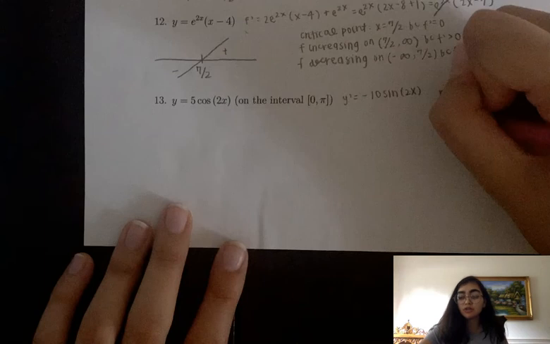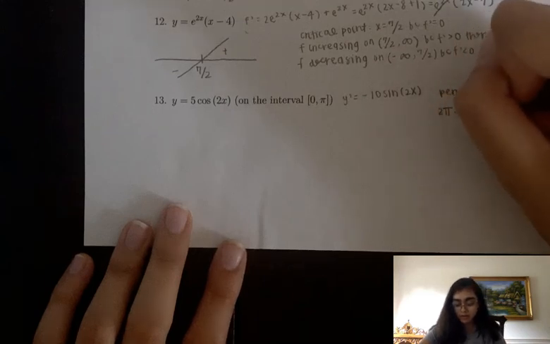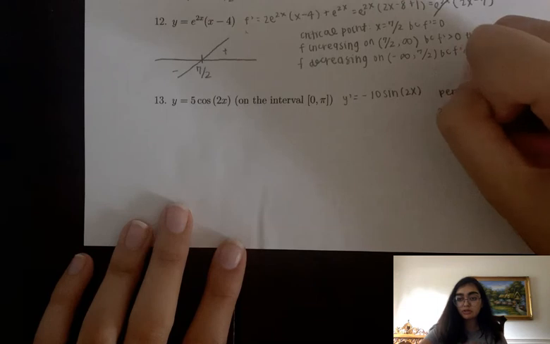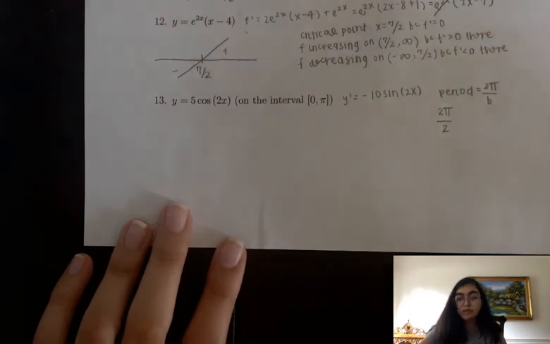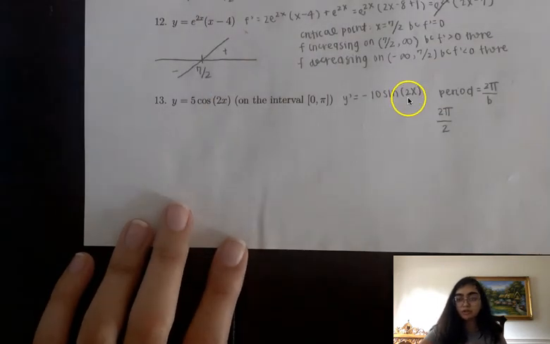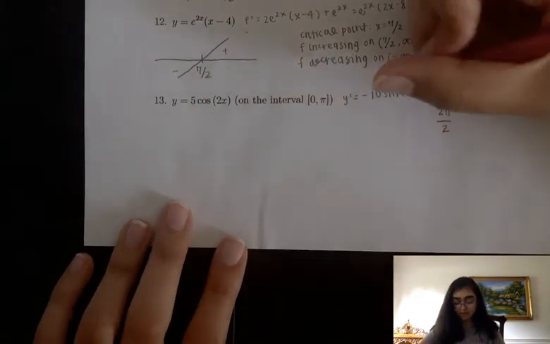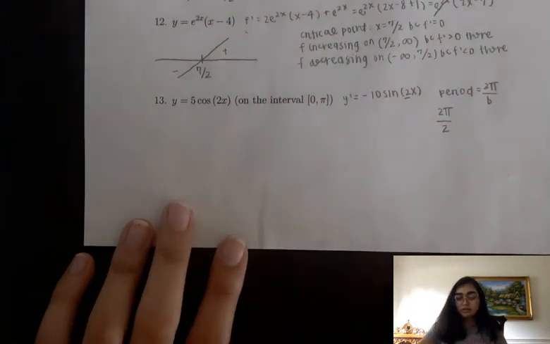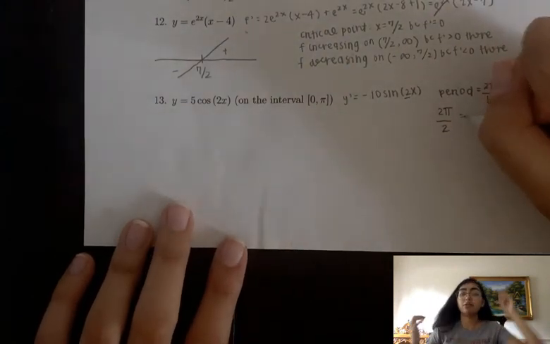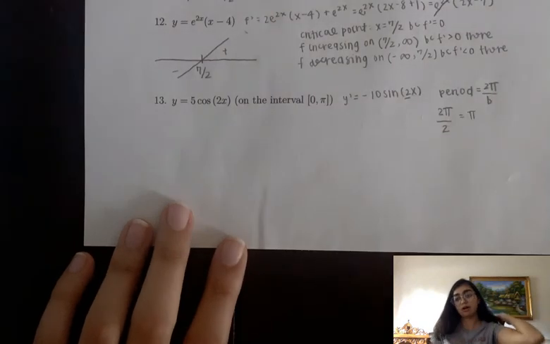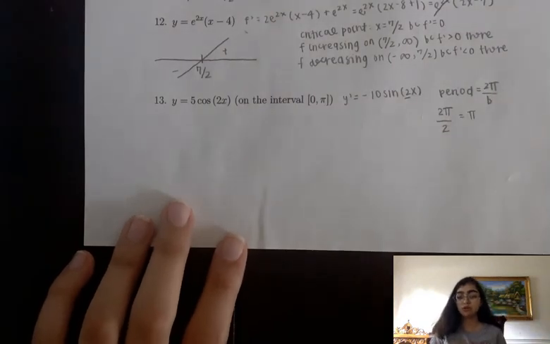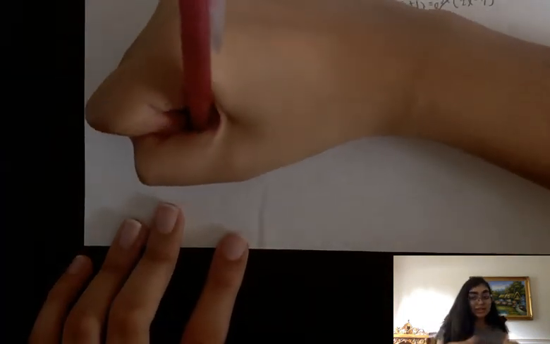I'm just going to go ahead and determine the period for this problem. Determining the period is basically 2 pi over b. b is the number in front of the x in the parentheses. So in this case, it's going to be 2 pi over 2, giving us a period of pi. Basically, the period helps us figure out from what to what is a full sine graph to put on our sign chart.